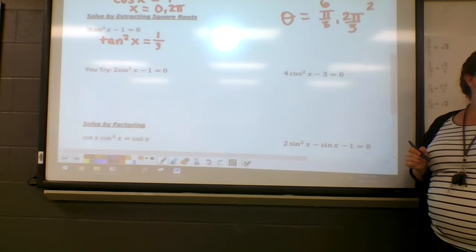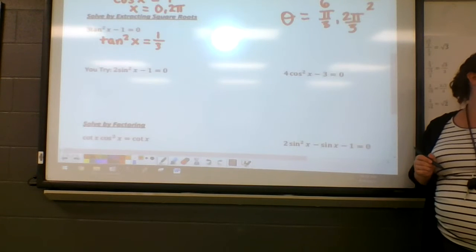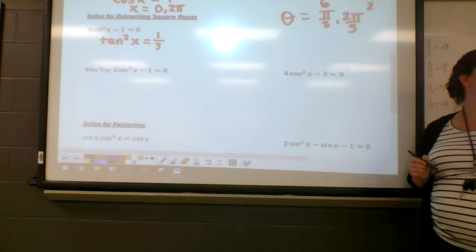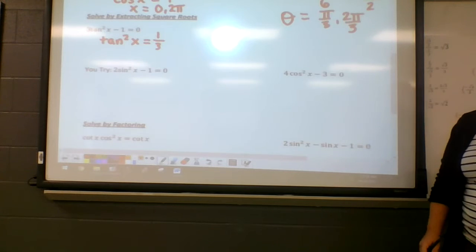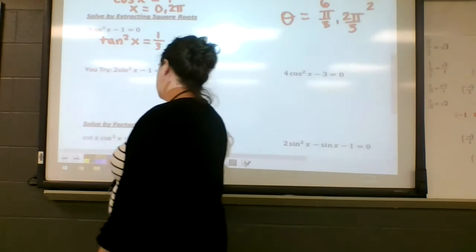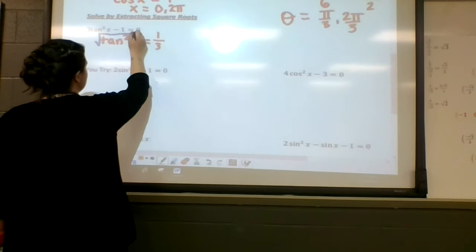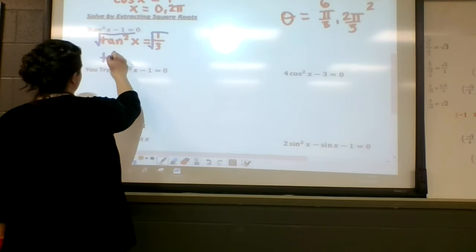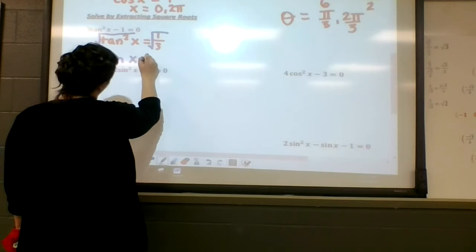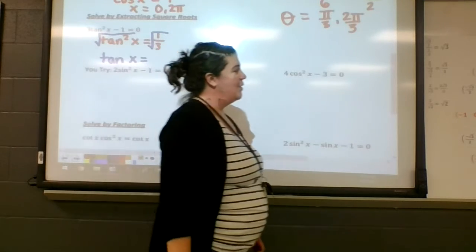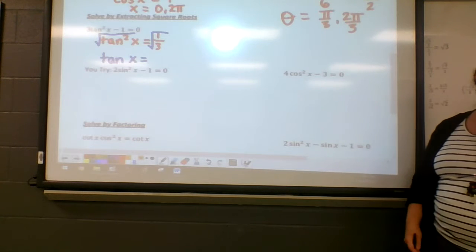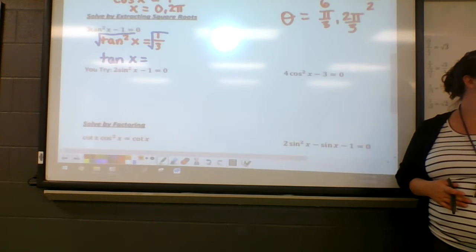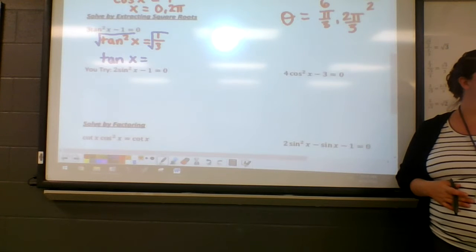Whenever you see tangent squared like that, that is saying you have a tangent of x times a tangent of x. You have 2 of them being multiplied. So you have a tangent of x squared. And so you can get rid of the square by taking the square root. So square root this side, square root this side, and you'll be left with the tangent of x over here. And then we have some interestingness happening: square root of a third. Do you remember what happens when you square root a fraction?